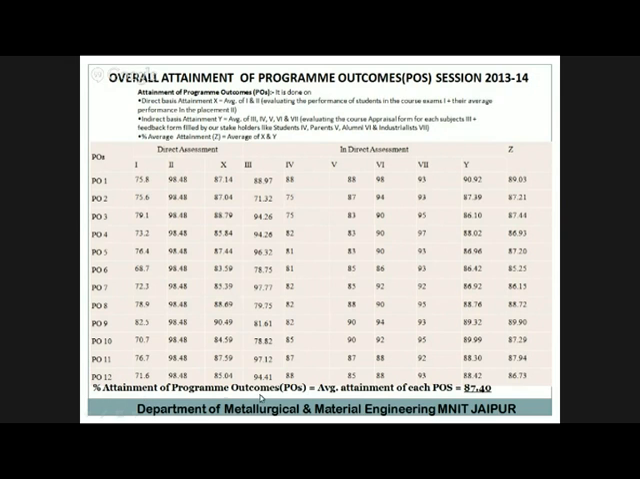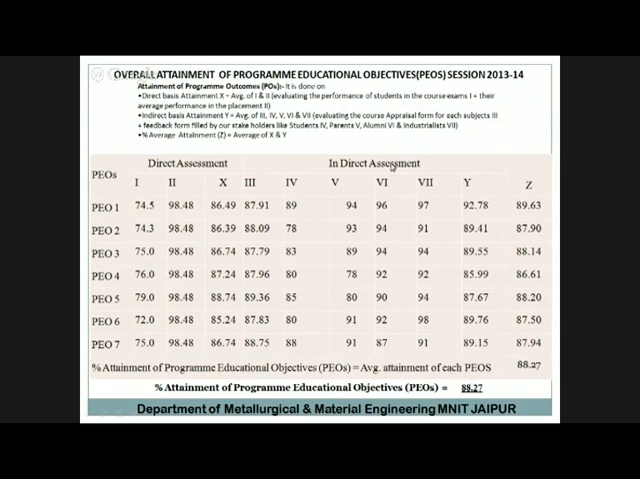And thus the percentage attainment of program outcome is equal to the average attainment of each PO. Just add the attainment data of all 12 POs and divide by 12. That will give you the average attainment of each PO. Similarly, you can calculate the overall attainment of POs.